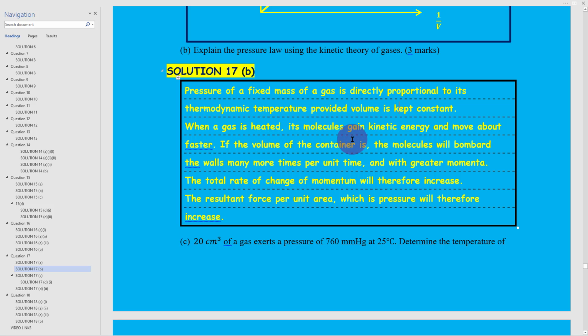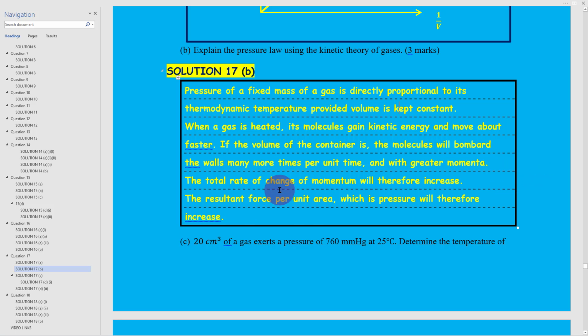When a gas is heated, its molecules gain kinetic energy and move about faster. If the volume of the container is kept constant, the molecules will bombard the walls many more times per unit time because they are moving much faster. So the frequency at which they bombard the wall will increase, and the speed with which they bombard the wall will also increase. So this means that they are going to bombard the wall with greater momenta.